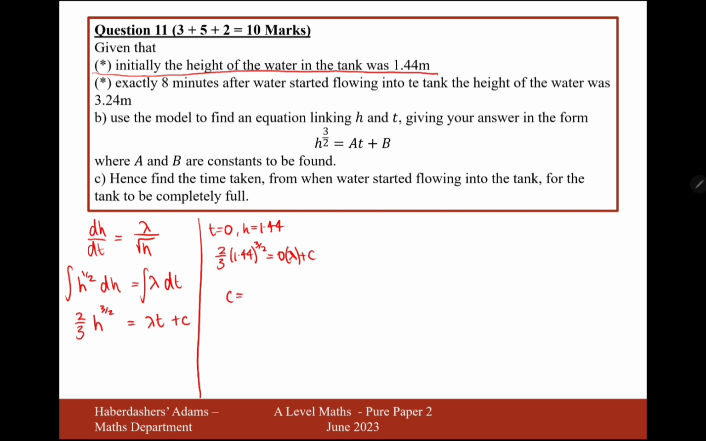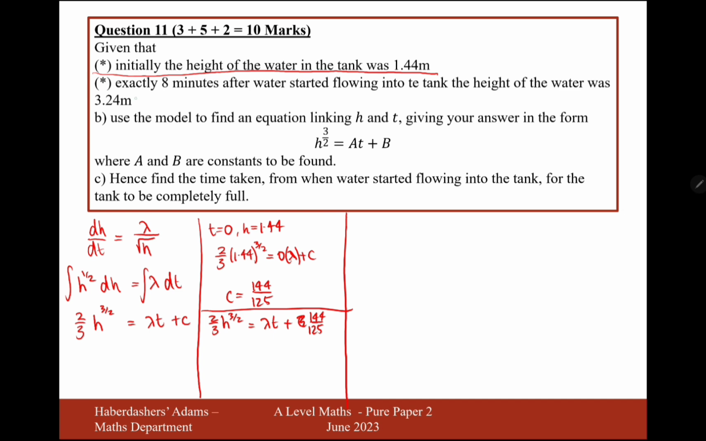So go to the calculator, and it's going to be fraction button 2/3 times 1.44 to the power of 1.5, and that gives me 144 over 125. Lovely. So now my formula is 2/3 h to the 3 over 2 equals lambda t plus c, plus 144 over 125.